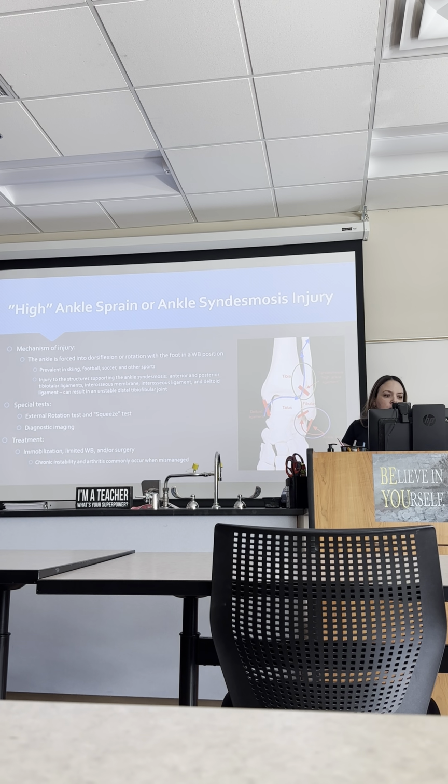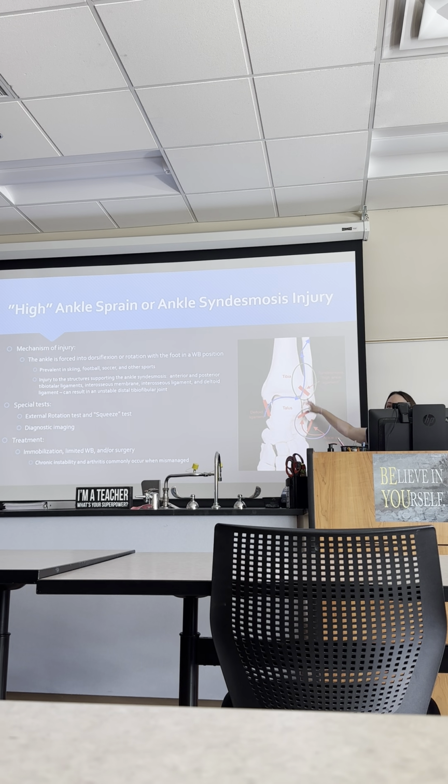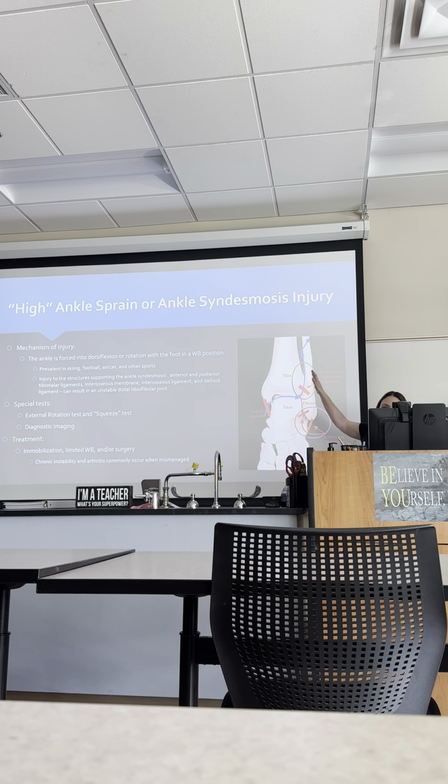We're good. So special tests for a high ankle sprain are an external rotation test or a squeeze test. And then obviously x-rays and MRIs can diagnose that as well. Because it's so high, they will immobilize this quite significantly, limited weight bearing, maybe even surgery. Who commonly gets a high ankle sprain? And why?